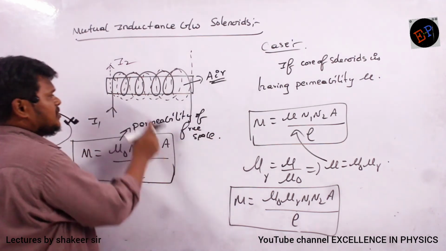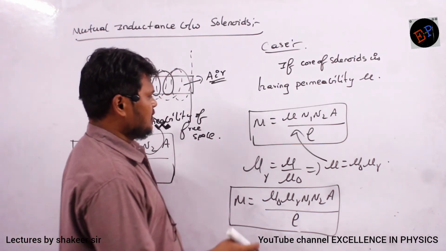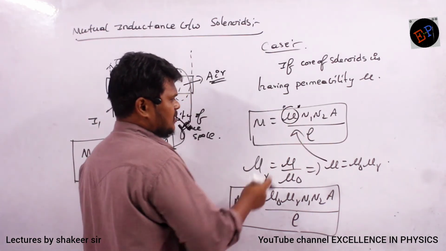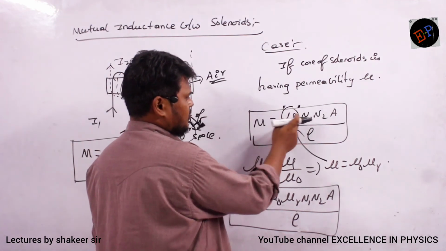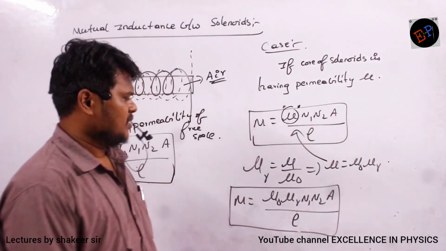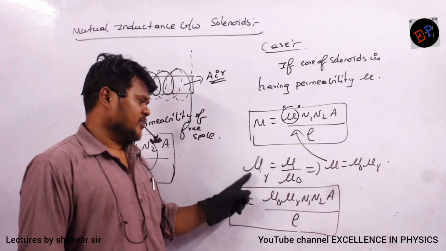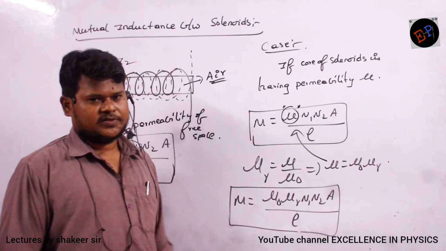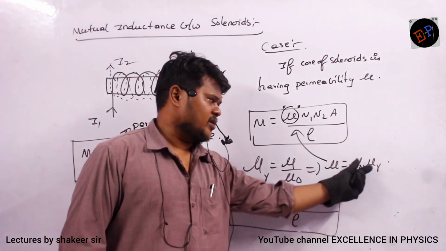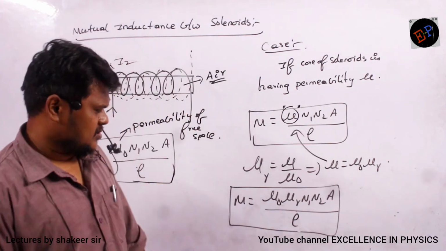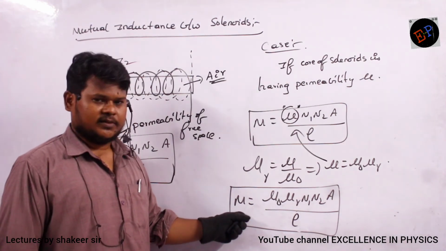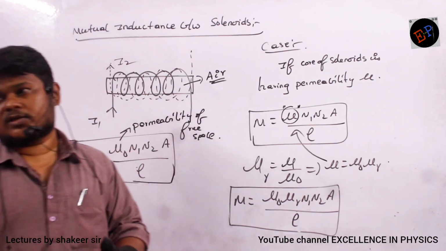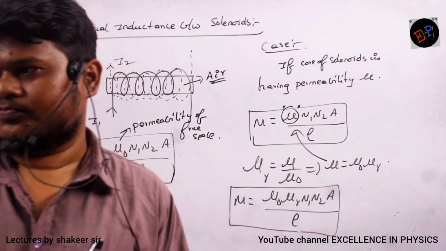Instead of free space, if I wind it on some core that has permeability of mu, then I have to write mutual inductance as mu N1 N2 A divided by L. And we know this relation: relative permeability is mu divided by mu naught, mu of medium divided by mu of free space. Therefore, mu is mu naught mu r. So substitute. This is the equation to calculate mutual inductance when solenoids are wound on a core of permeability mu.